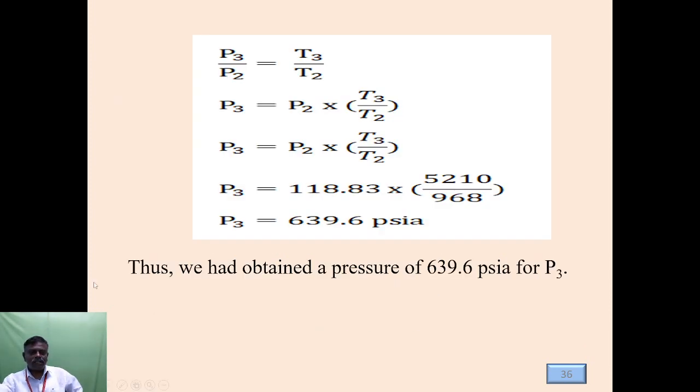By using this pressure temperature relation, we are able to find out the peak pressure P3. P3 equal to P2 of T3 by T2. By substituting these values, finally we arrived at P3 equal to 639.6 psi.